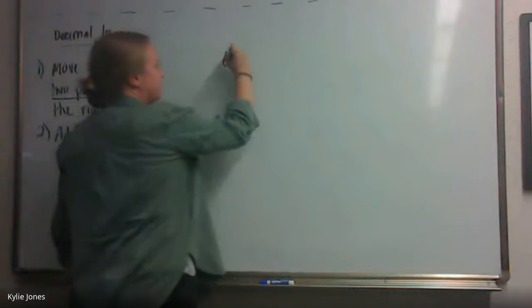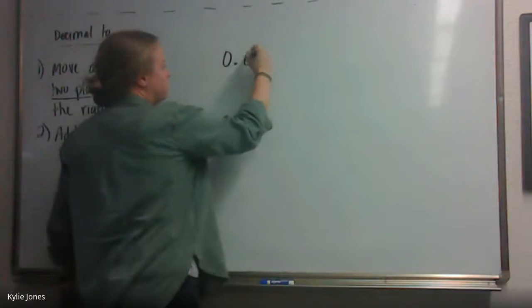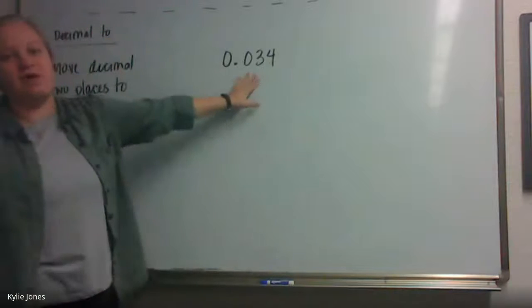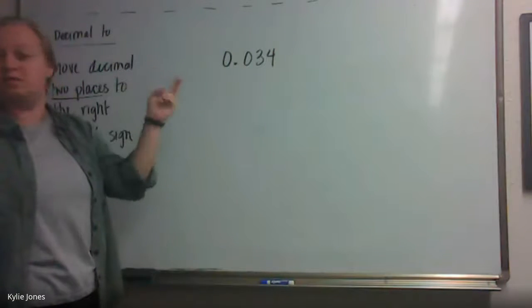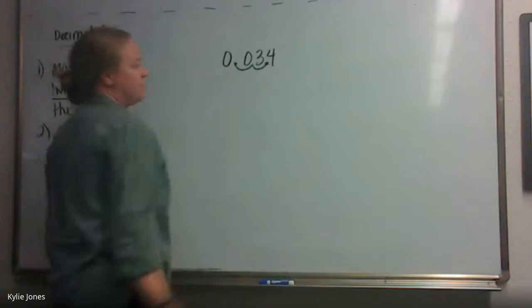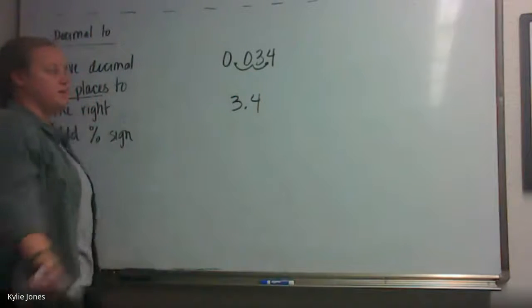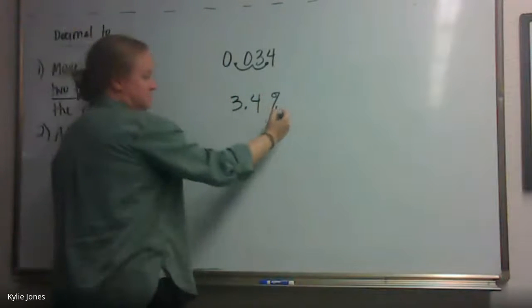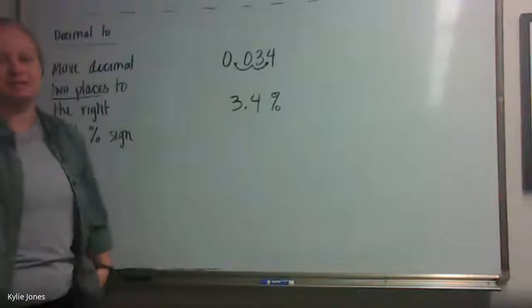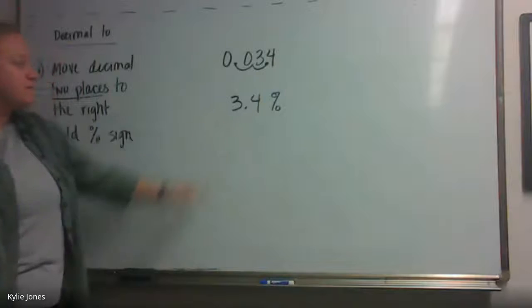Let's say we have the number 0.034. Okay, so we have 34 thousandths. We're still moving it twice. You don't move it any more than twice. So we're going to move it 2 times to the right. So now we have 3.4, and we still just add a percent sign. Done. That's it? 3.4% this time. Yep.